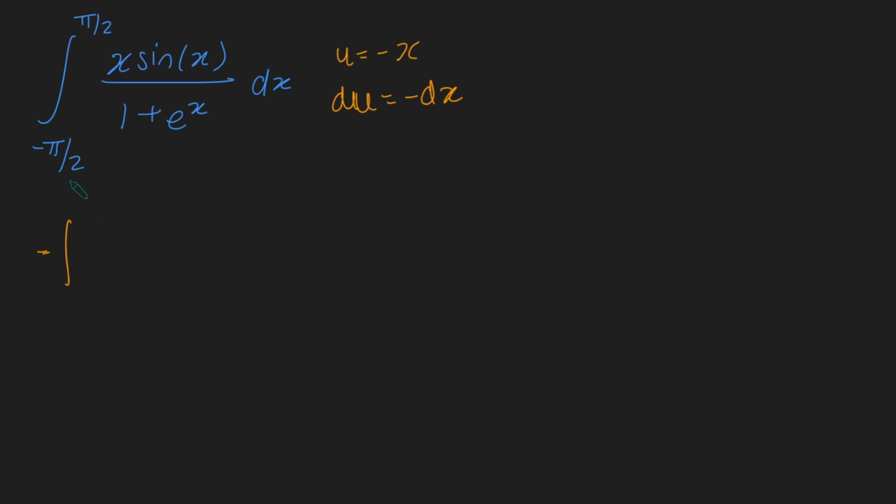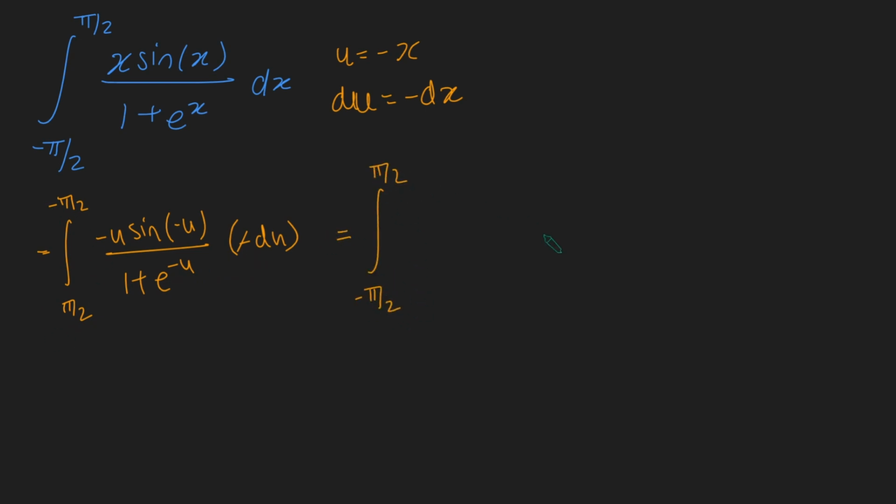This integral, the limits are going to swap around, so we've got the integral from pi over 2 to minus pi over 2 of minus u sine of minus u over 1 plus e to the minus u, and dx will become minus du. First things first, I'm going to cancel the minus sign to swap these limits around. So I get the integral from minus pi over 2 to pi over 2, and then just a du.